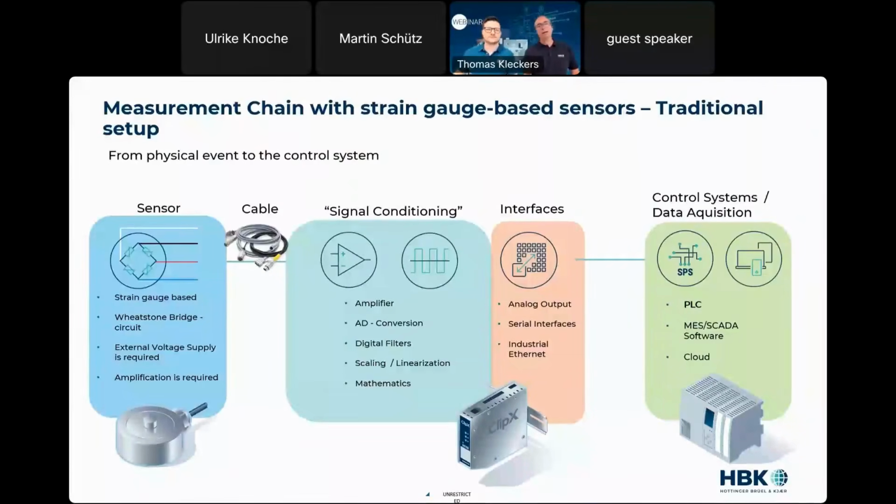Next step in our signal chain is the instrument, the signal conditioning. The signal conditioner has 2 jobs to do. First job is to provide the load cell with the required external voltage. And the second thing is to amplify the little signal so that we can use it for an AD conversion, and then we get digital numbers, and then we continue with digital filters, scaling, integration function, and in many cases mathematics as well.